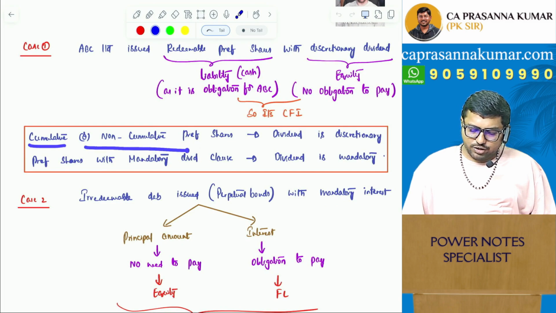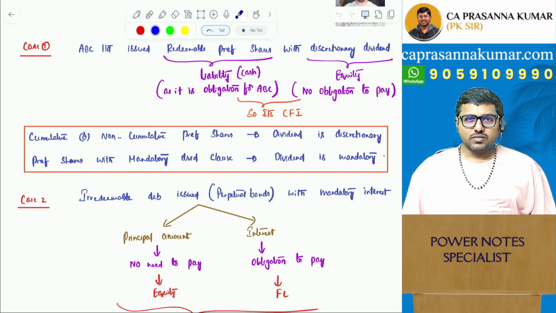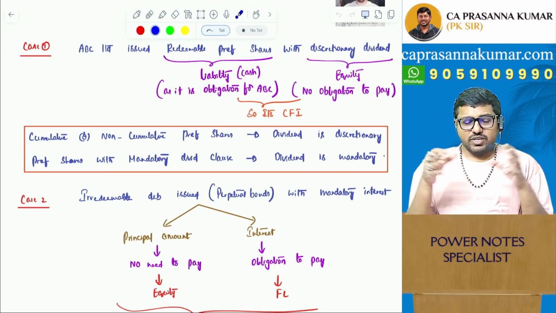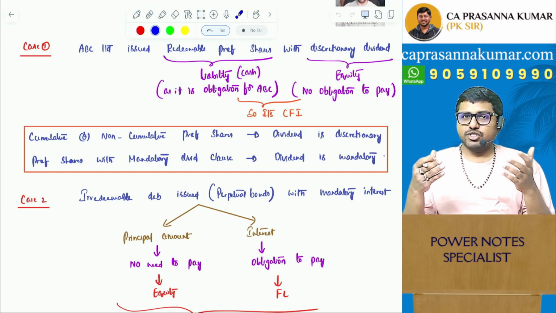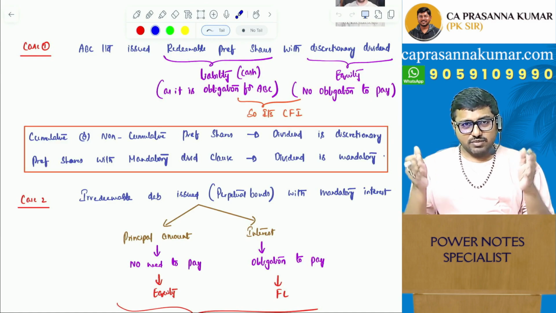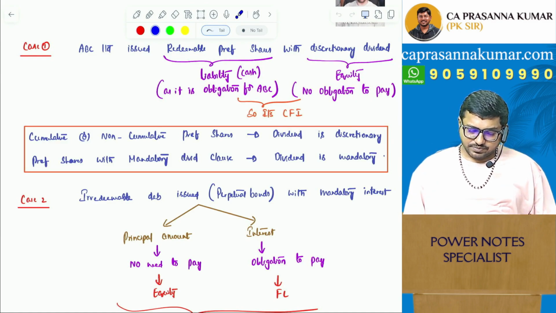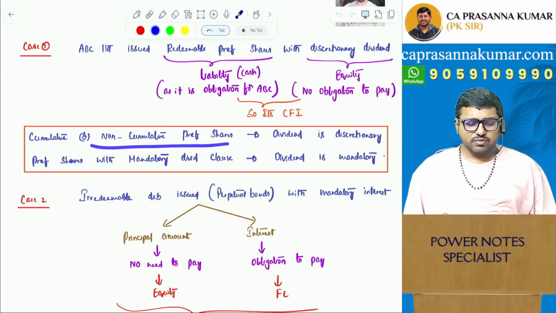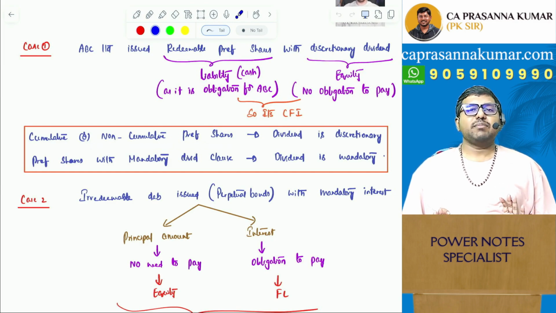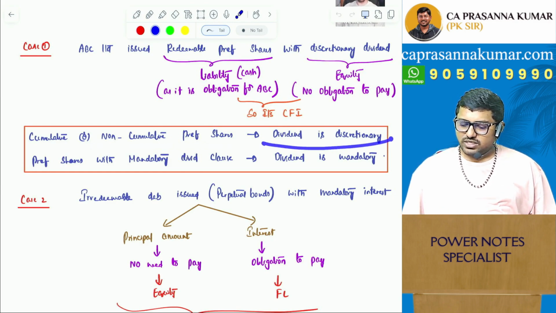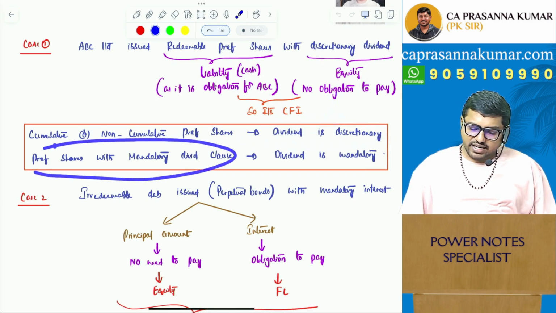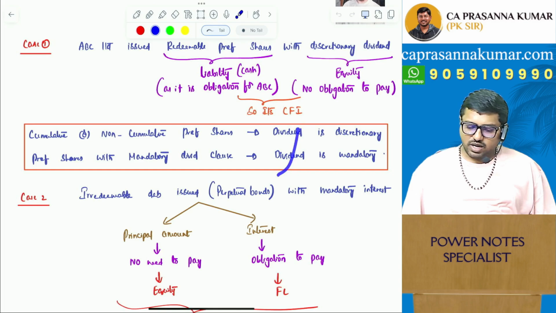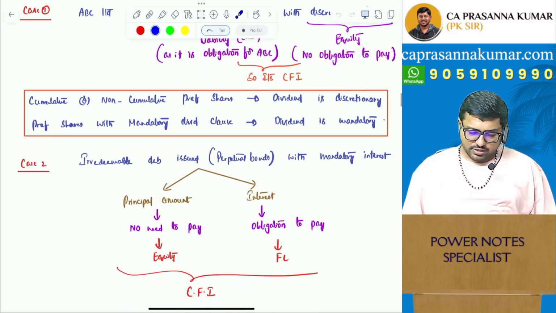Cumulative or non-cumulative preference shares. Cumulative means where the dividend gets accumulated. So when you have sufficient money, you'll pay dividend. When you don't have sufficient money, you'll not pay dividend. As a result, it keeps on getting accumulated. Or non-cumulative preference shares, where ultimately the payment of dividend is discretionary. Once it is discretionary, that particular part we'll call as equity. When you have mandatory dividend, then that will come under financial liability. Got it? Right.